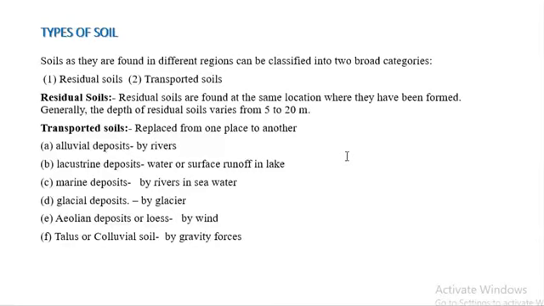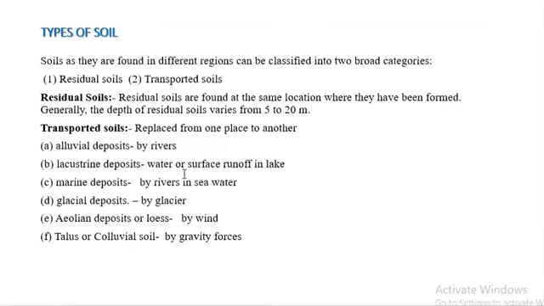Transported soil. Transported soil means it is moved from one place to another place by different types of force. Examples are alluvial deposits. If the soil is deposited or transported by rivers, then it's called alluvial deposits.